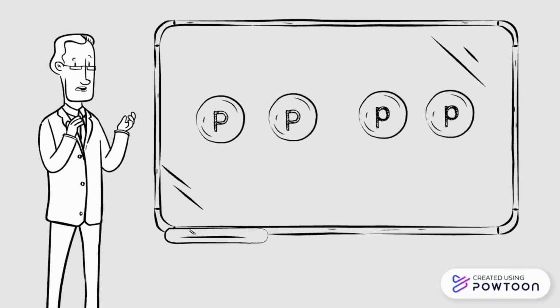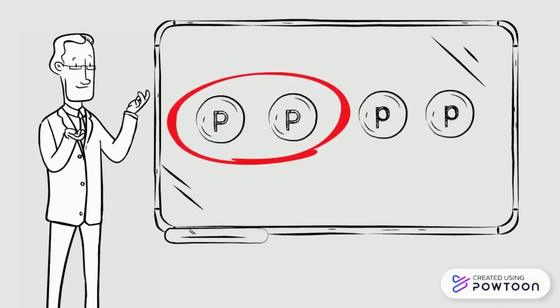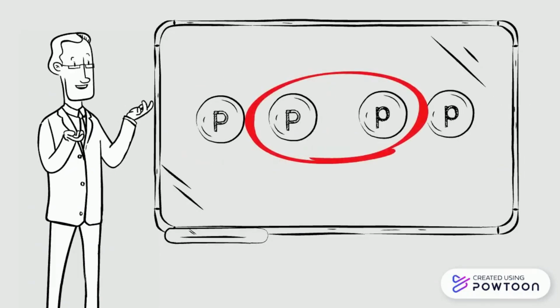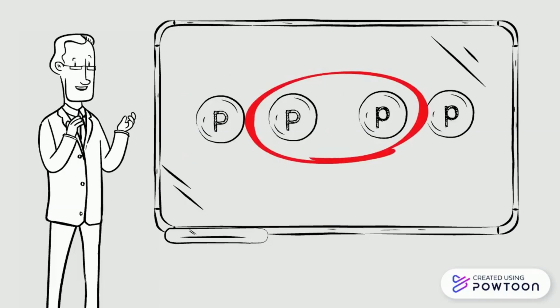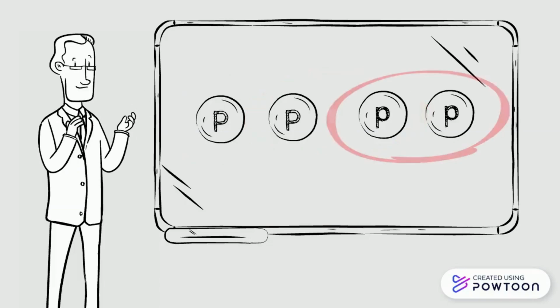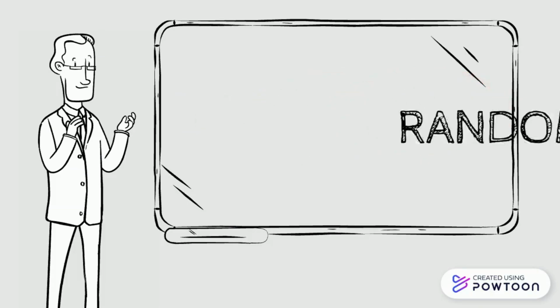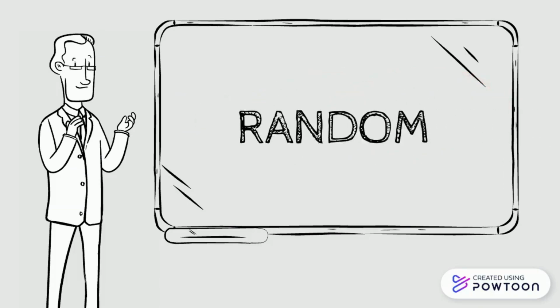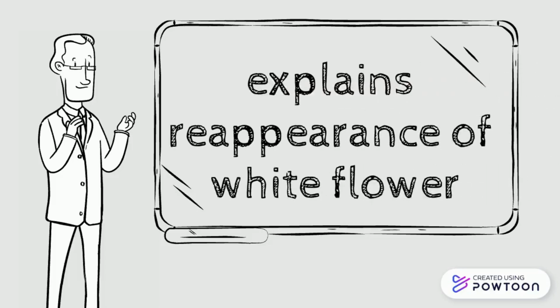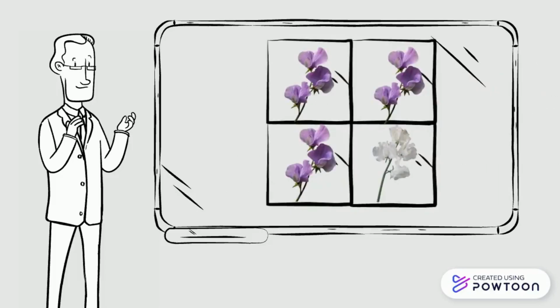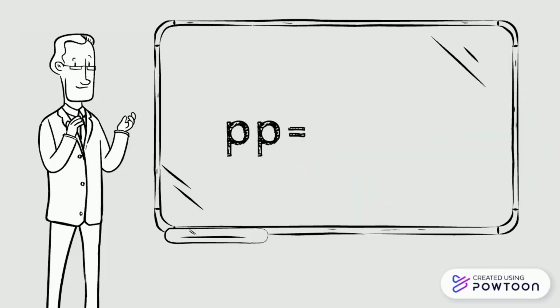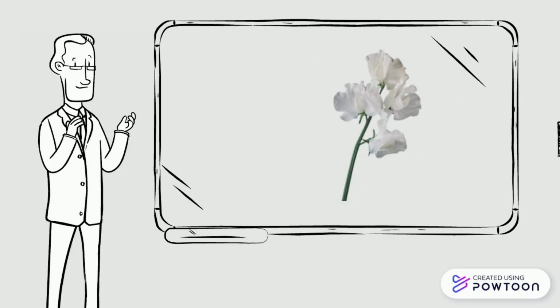This means a big letter P can combine with big letter P, or a big letter P can combine with small letter p. The same goes for the 2 small p. The keyword here is random. This random union of alleles explains the reappearance of the white flowers in the F2 generation. If a plant inherits 2 small letter p alleles, it will have white flowers.